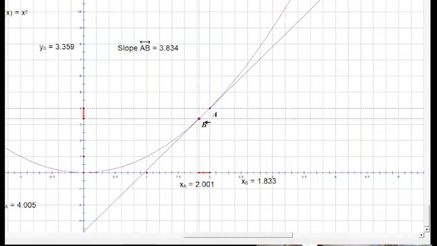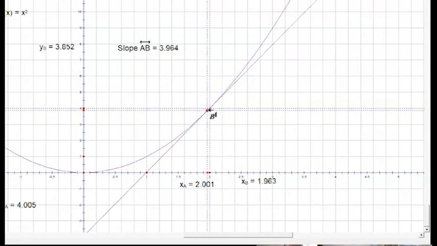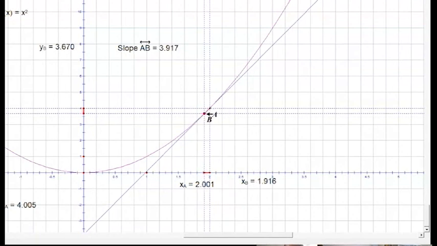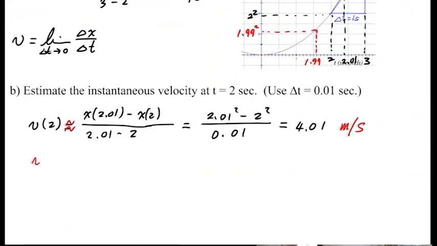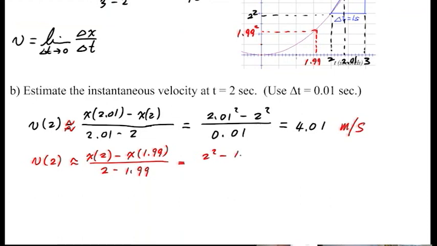That's a perfectly good way of approximating that thing, and you approach it close. You know what I'm saying? So let's do that. So velocity at 2 is now approximately equal to x at 2 minus x at 1.99 over 2 minus 1.99. Okay, somebody punch the calculator. What is this? 3.99. 3.99 is correct.